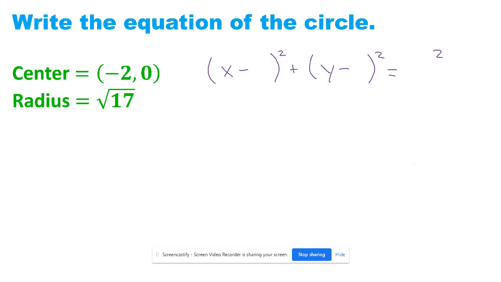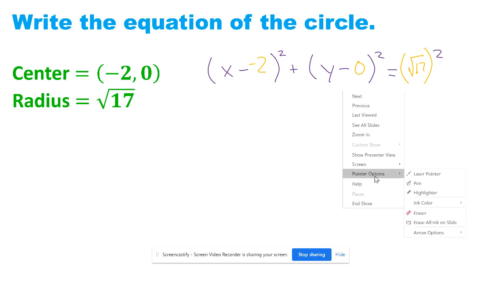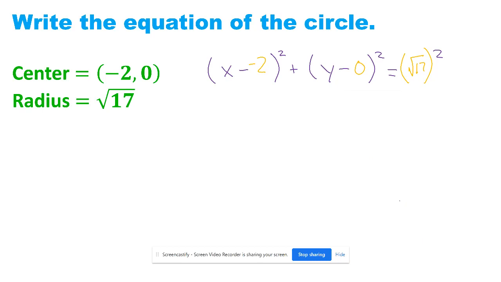So we're going to have minus a -2 in the first parentheses. We're going to have minus 0 in the second parentheses. And then our radius is going to get squared, the square root of 17. I'm going to go ahead and put that in parentheses. That's probably the best thing to do when you have a radical like that. And then let's go ahead and simplify this one. So x minus -2, we know that minus a negative becomes plus, so that becomes x plus 2.